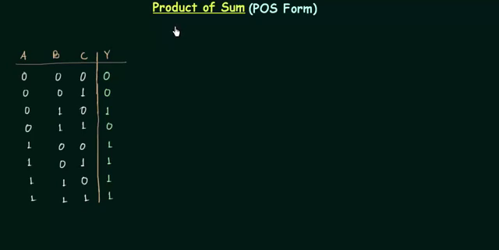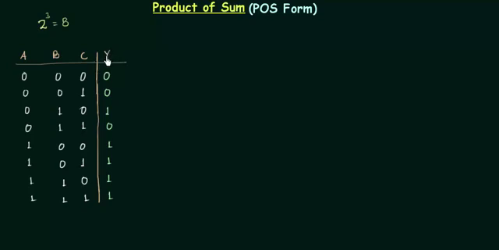In this presentation, I will teach you product of sum form, which is an abbreviation for POS form. You have already studied the SOP form, so it will be easy for you to understand. I have taken the same truth table in which we have three variables A, B, C. So the total number of combinations will be 2 to the power 3, which gives us 8. I have already written all the 8 combinations and the outputs corresponding to them.